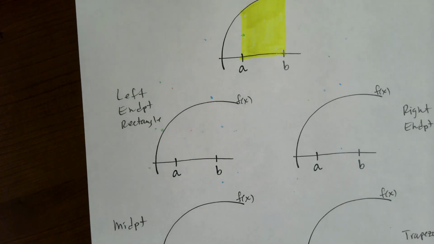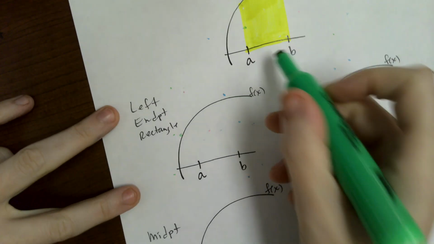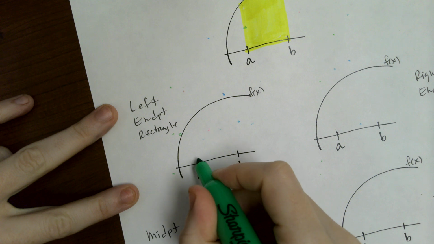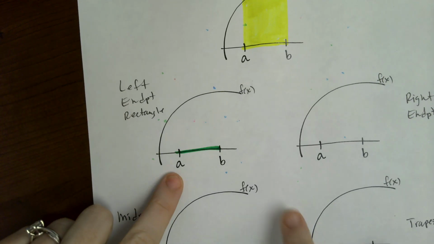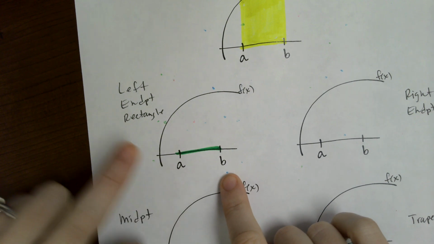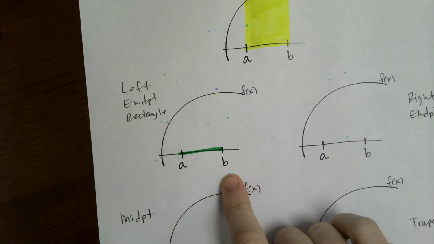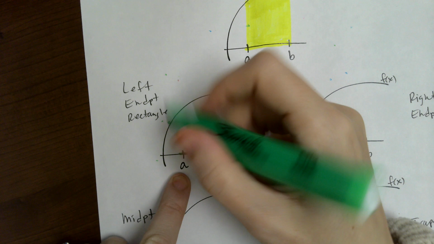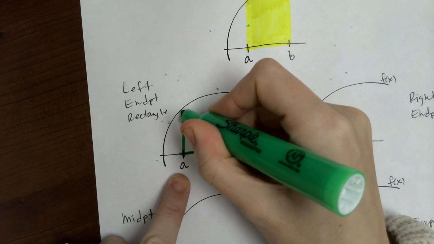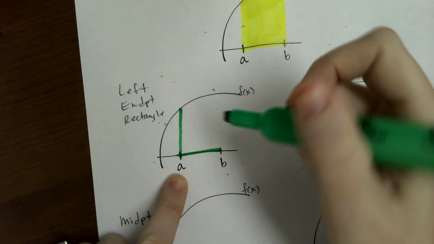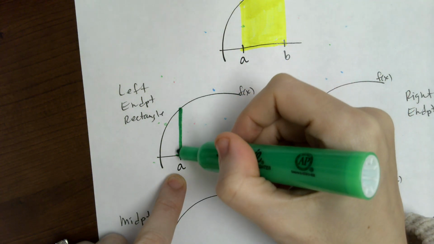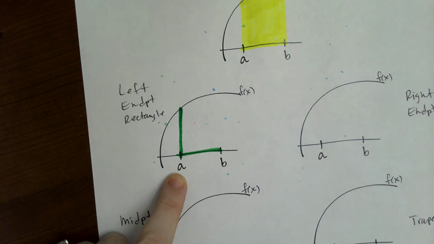So the way that a left endpoint rectangle goes is we're going to have the same base, so from A to B. And if you look at the base, there's 2 endpoints. There's A and B. A is the left endpoint. So for a left endpoint rectangle, you go to the left endpoint of the interval. From there, you go up to the graph. Okay, that should have looked vertical. You go up to the graph, and then this is the height. Okay, so that is the height of this rectangle.